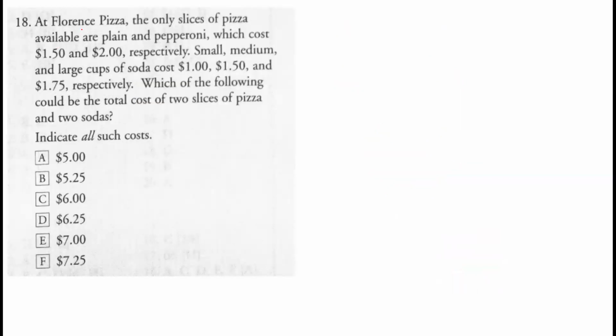Okay, so at Florence Pizza, the only slices of pizza available are plain and pepperoni, which cost 1.5 and 2 respectively. Small, medium, and large cups of soda cost 1, 1.5, and 1.75. Which of the following could be the total cost of 2 slices of pizza and 2 sodas? Now, either we can have plain pizza and plain pizza, small size of soda and small size. We can have plain pizza, small size, medium size.